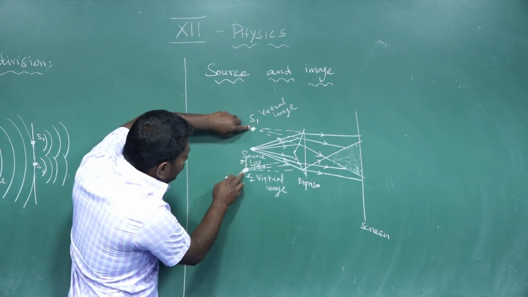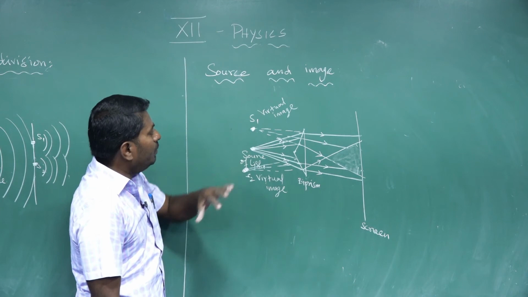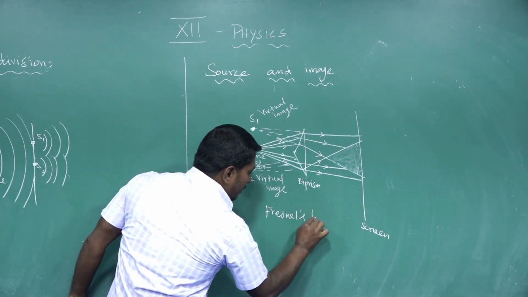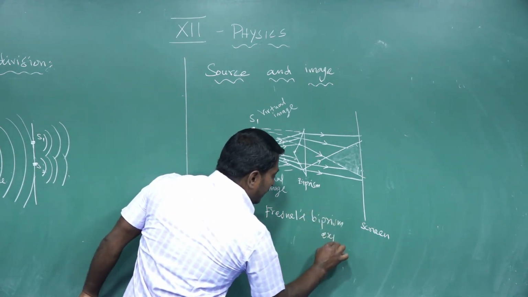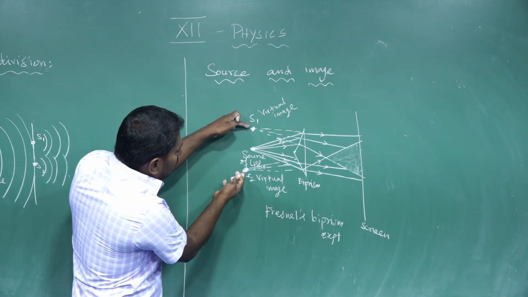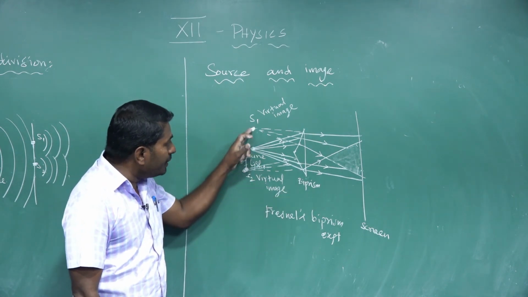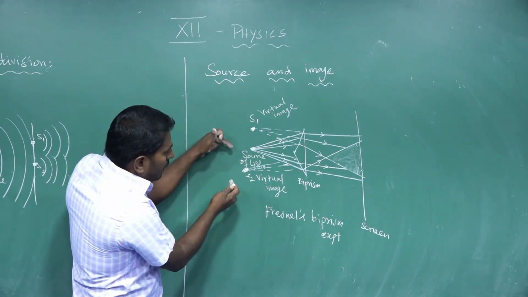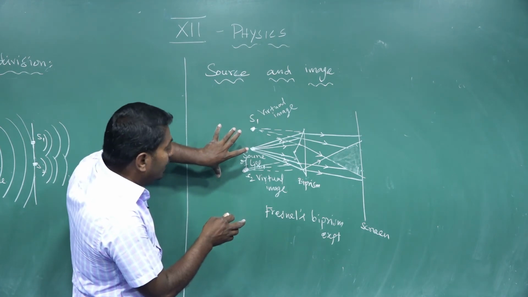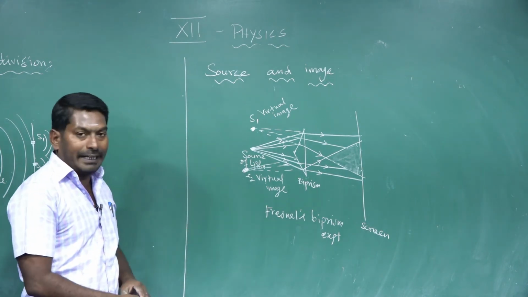So S1 and S2, the virtual images, act as two coherent light sources in the source and image technique. In the Fresnel biprism experiment, there are two virtual images produced, and these two virtual images act as two coherent light sources. Why? Because both the virtual images have waves, and those waves are in phase or have a constant phase difference with each other. That's why these two virtual images are said to be two coherent light sources.